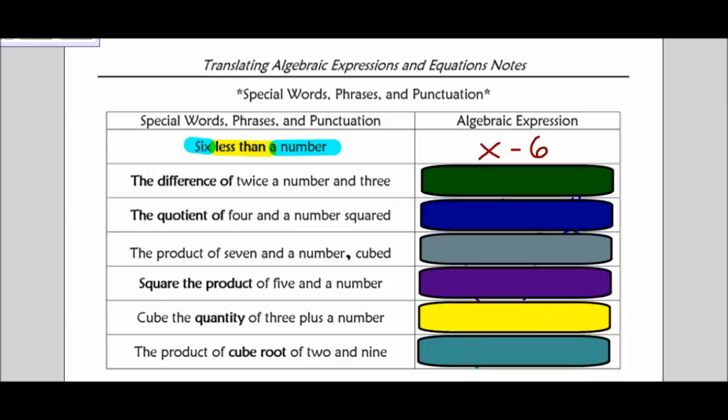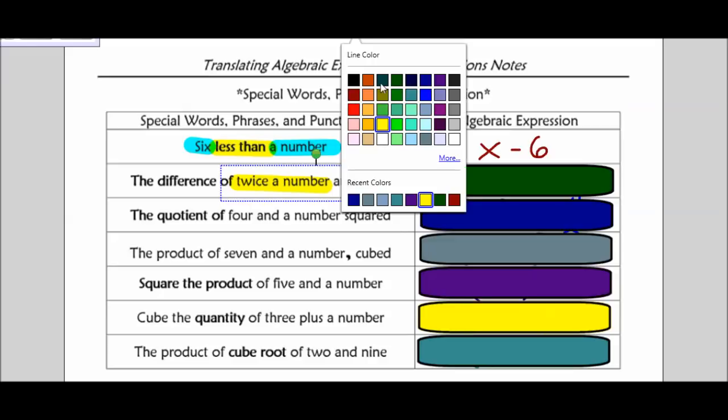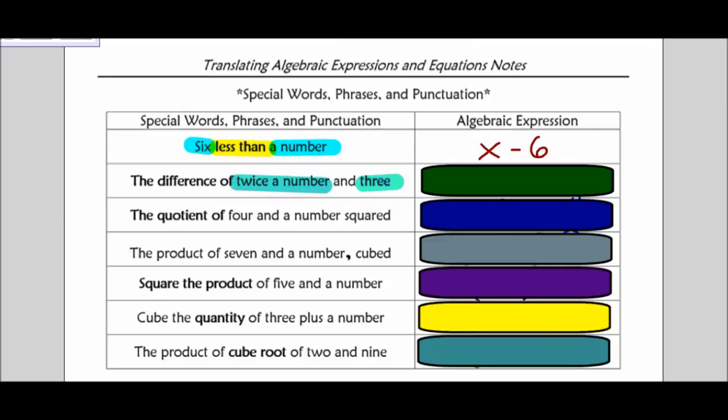The second one is a perfect contrast to that: the difference of twice a number and 3. Actually, I'm going to flip that around. I'm going to change those to blue. That's what I did the first time. Yeah, let's flip that. I'll change this to yellow. All right, so the difference of, that's telling us also subtraction, but it's actually saying just do it in that order. Twice a number, which is 2 times a number, and 3. The difference between these two things, the subtraction problem between twice a number and 3.